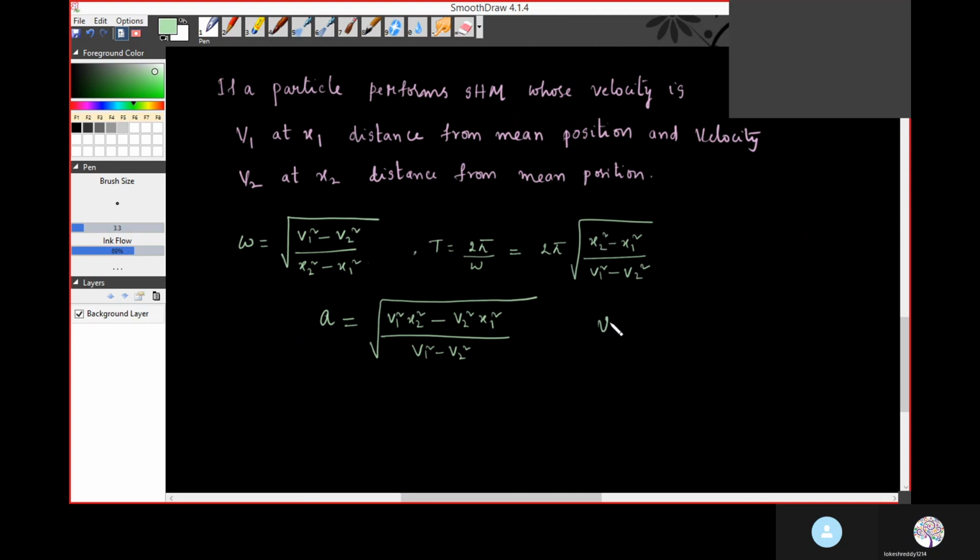And maximum velocity vmax is equal to root of (v1 square x2 square minus v2 square x1 square) by (x2 square minus x1 square). Okay, these are the formulas which we need to know.